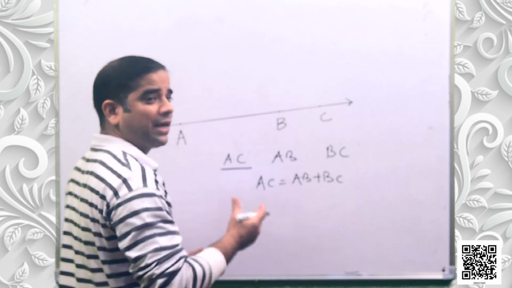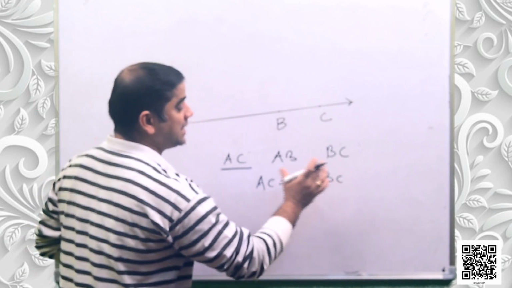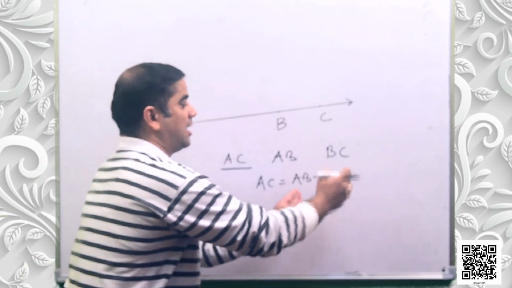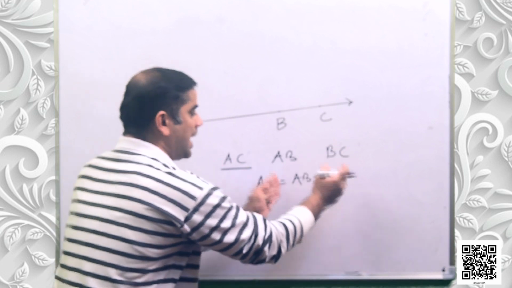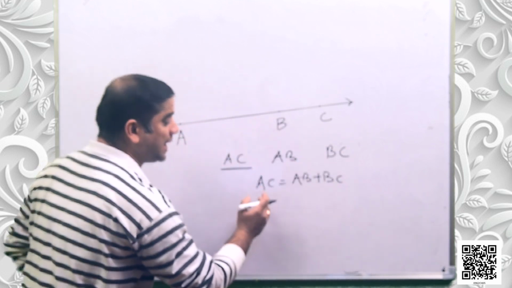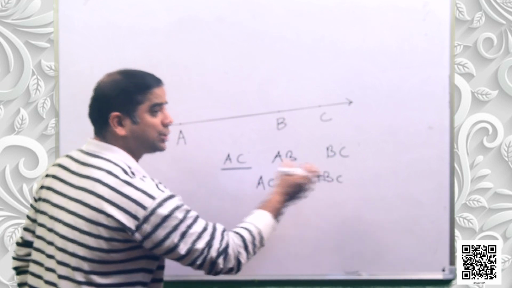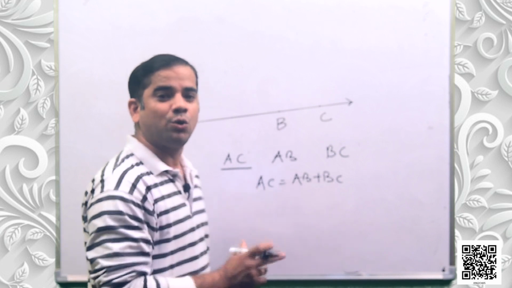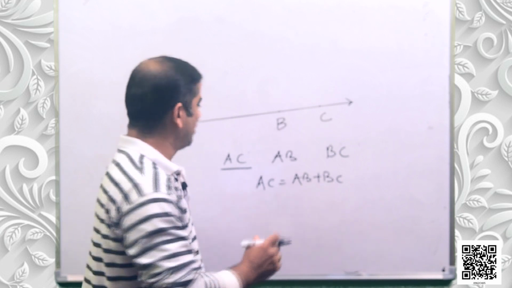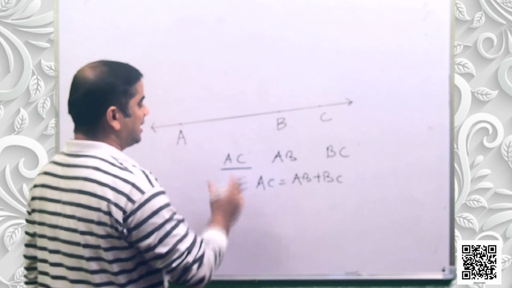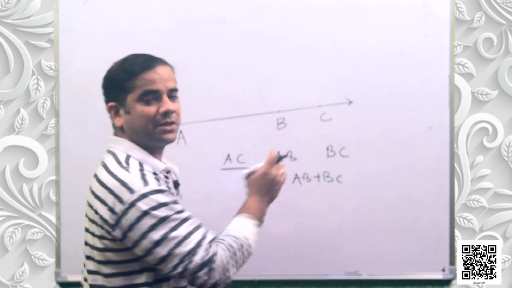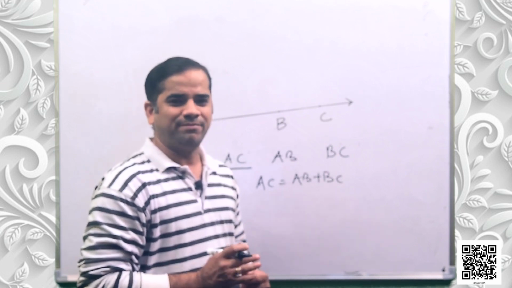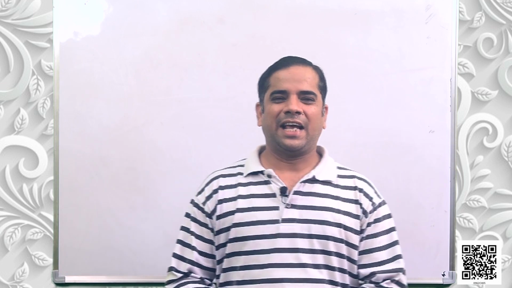But why can we say that AC is equal to AB plus BC? Because AB plus BC, which is a line segment itself, coincides with AC. That means these are two things which are coinciding with each other, so they are equal to each other, okay? So, we can come to the conclusion that AC is equal to AB plus BC by using axiom 4 of Euclid, okay?